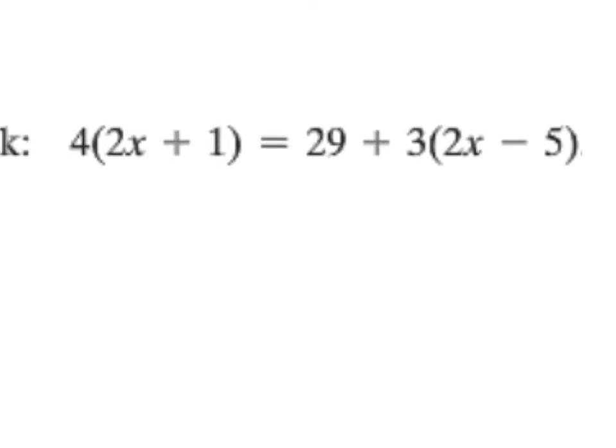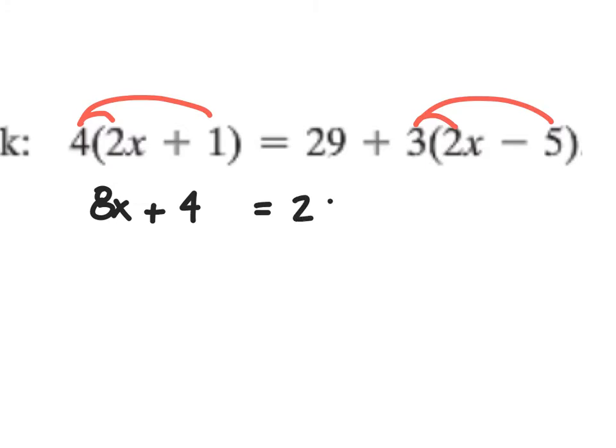We've got some parentheses. We've got the variable on each side of the equal sign. So the first thing I want to do is eliminate the parentheses, and by doing that, I want to distribute what's on the outside. So I'm going to distribute the 4 here, distribute the 3 here. 4 times 2x is going to give me 8x, and then 4 times 1 is 4. So I get 8x plus 4, and then I get 29 plus, let's distribute the 3. 3 times 2x is 6x, and then 3 times negative 5 gives me minus 15.